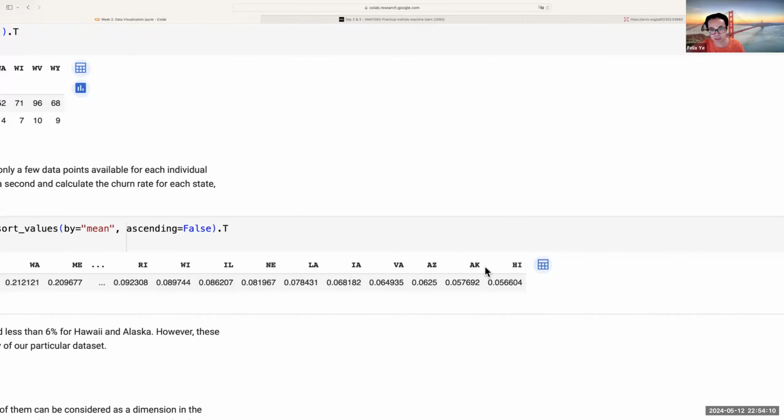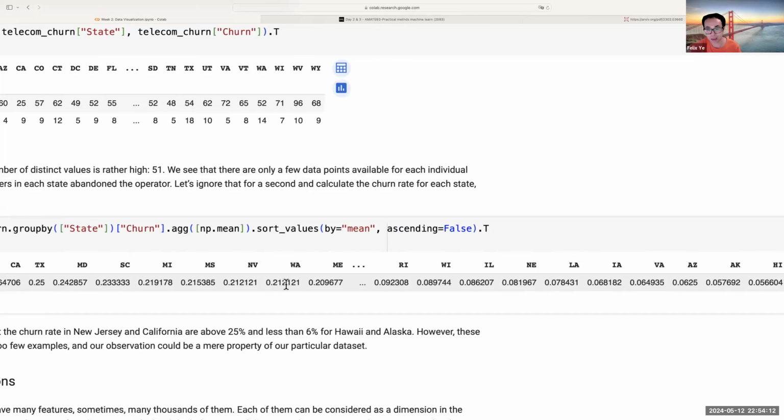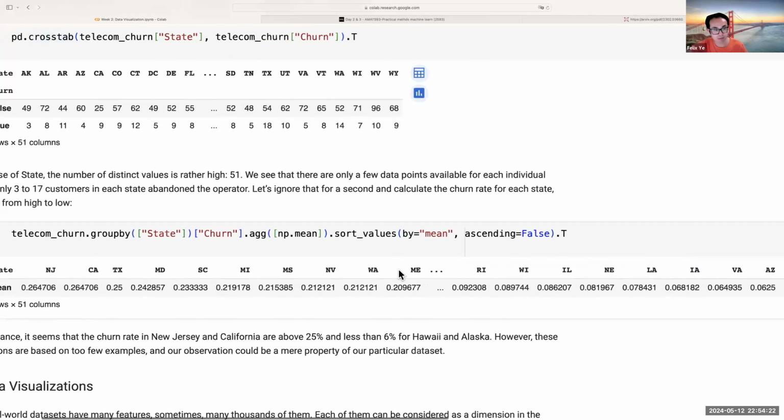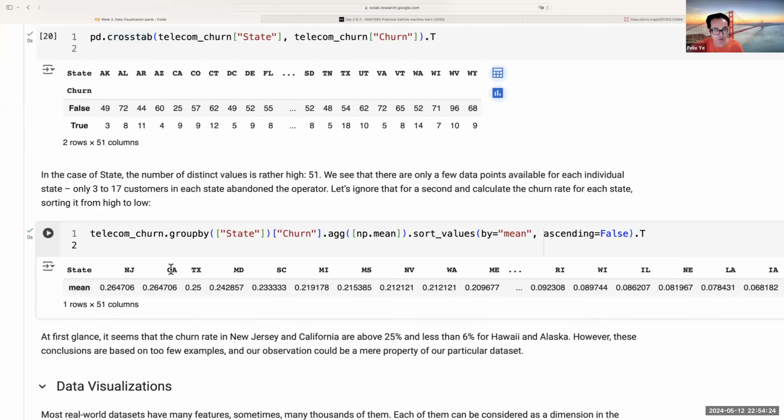So you can see there's a very strong difference between the highest churn rates and the customers who do not churn. If a new customer comes from, for example, Virginia or Arizona, they are less likely to churn. However, if the customer is coming from New Jersey or California, they might have a high churn rate. So this just gives you an idea that state could be a very important feature to consider as well.